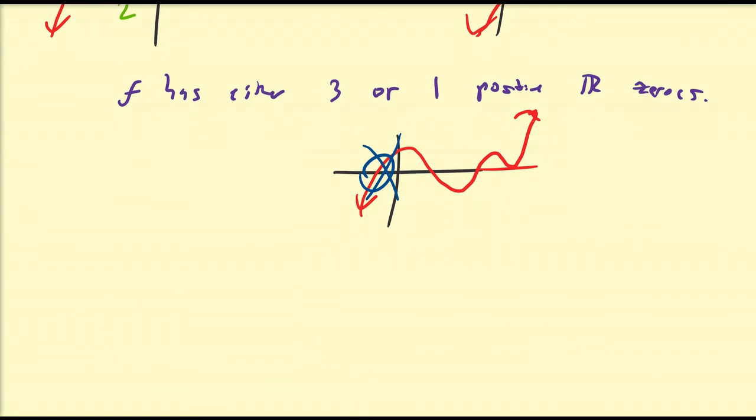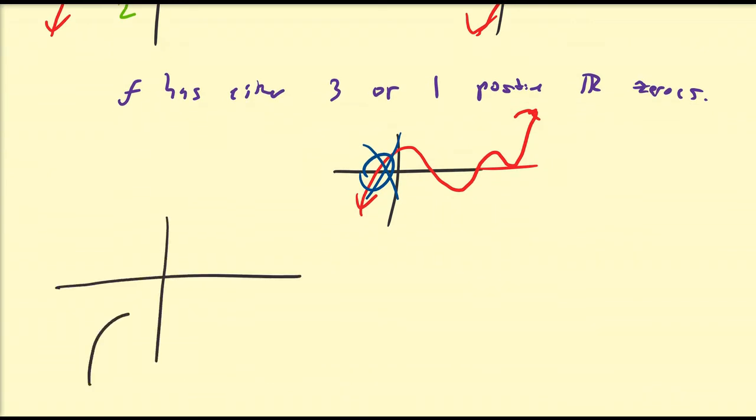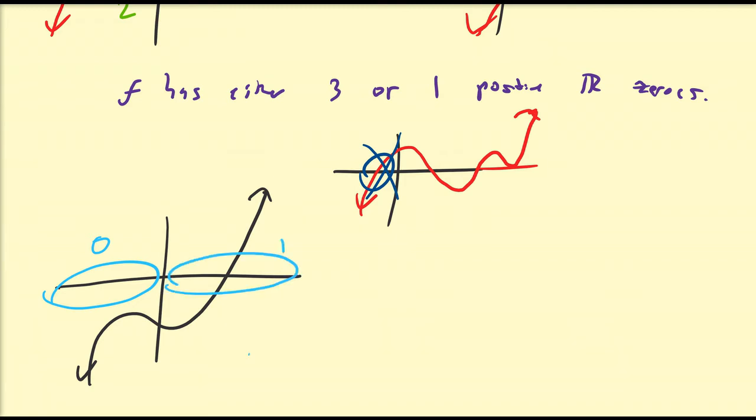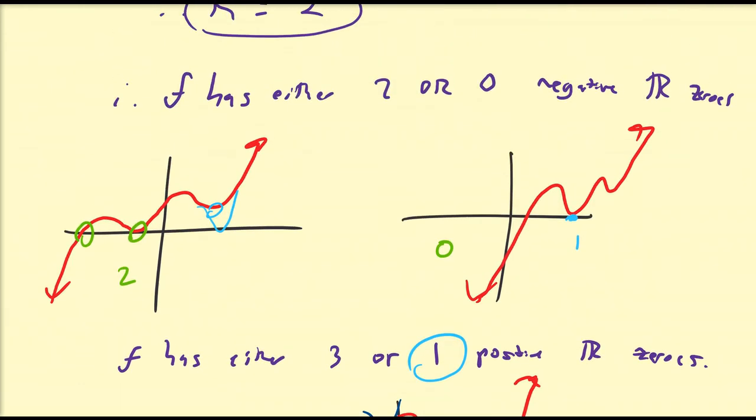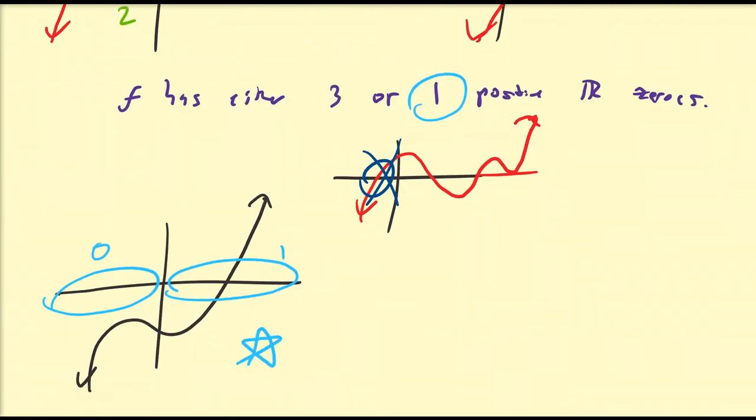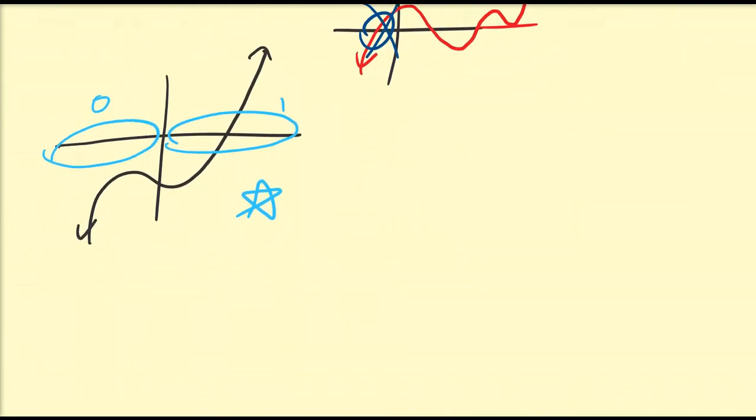One can do some investigation on their own to verify that the true graph of this is actually going to look something like this. Right? So it has 0 negative real roots, and it has 1 positive real root. So this is the true thing. It could possibly be 3 or 1, but one can find that it's actually only 1, and it has 0 negative real roots, which is interesting.